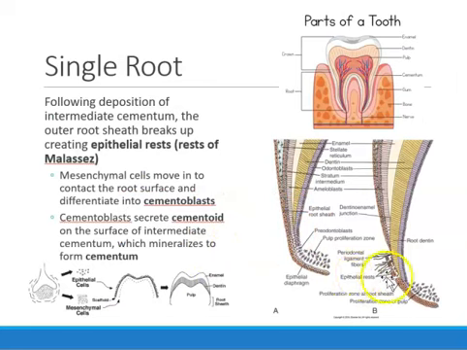So we were looking at the epithelial rests of Malassez, and remember that we were looking at mesenchymal cells, which are the inner cells, and then we have the epithelial cells on the outside. The mesenchymal cells become cementoblasts. Cementoblasts make cementum. They secrete something called cementoid, which basically makes cementum. Cementum is what covers the root. So when the root is being formed, cementum is also being formed on top of the root.